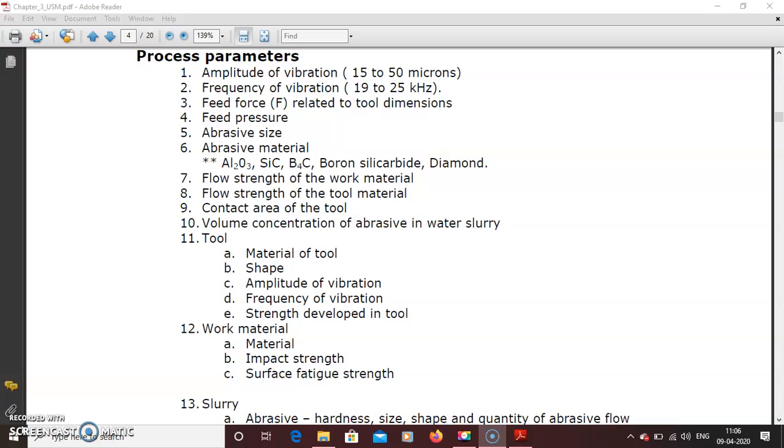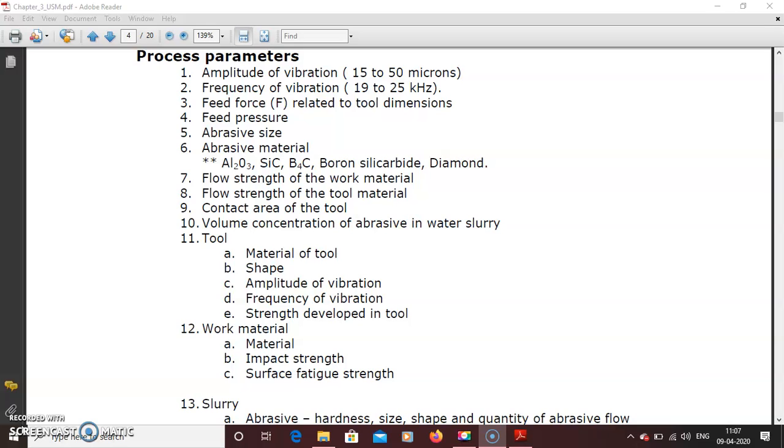And next is the tool. The tool is also a very important component. We will discuss how to design the tool, because we have discussed that the main role is played by two parts: one is the transducer and the second is the tool. Abrasives are common, but the technology depends upon the transducer and tool. In the tool we have the material of the tool, which is also very important, the shape of the tool, amplitude of the vibration, frequency of the vibration, and strength developed in the tool.